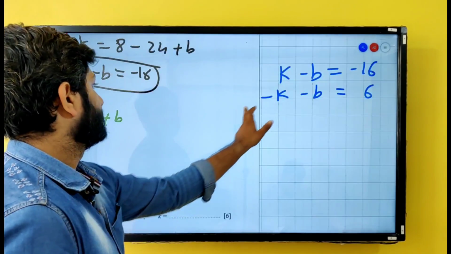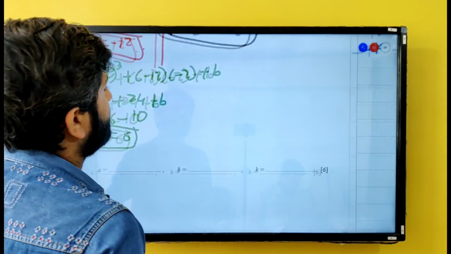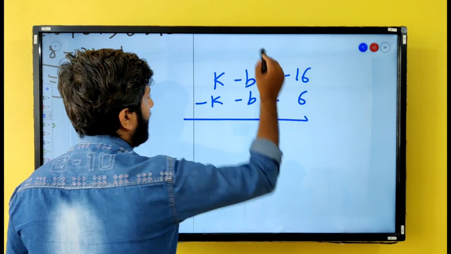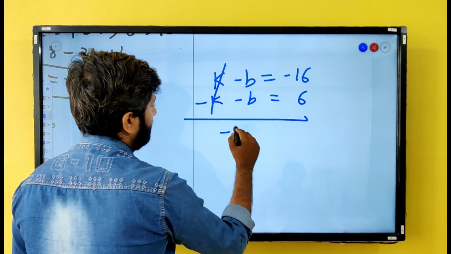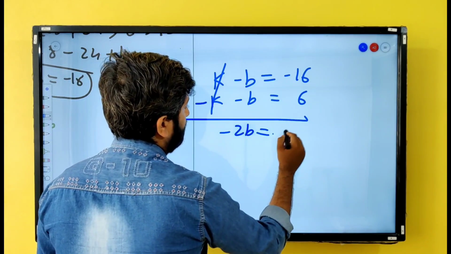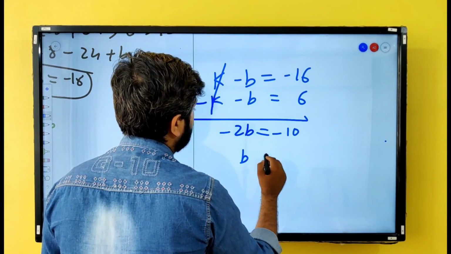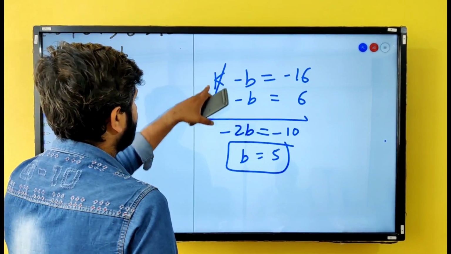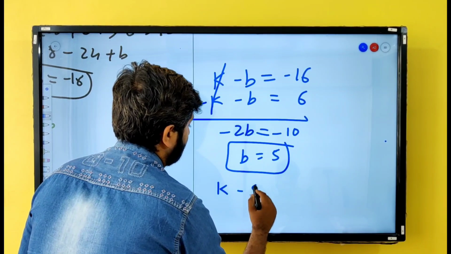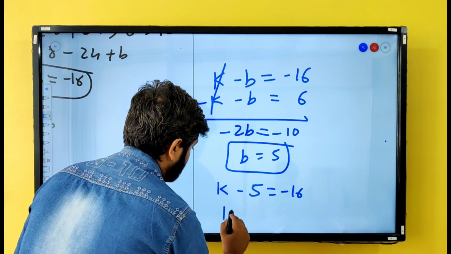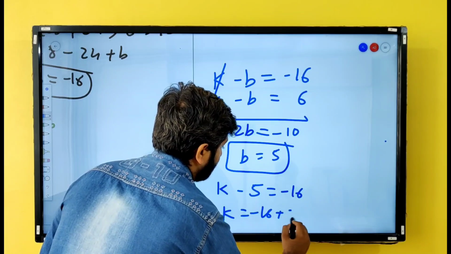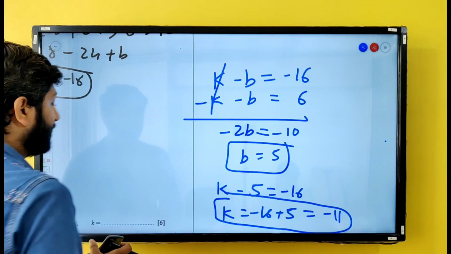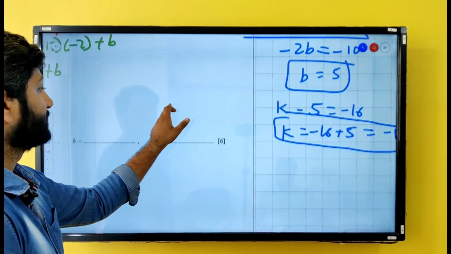Yes, minus k minus b is 6. So now you can simply add those equations. So you have minus 2b equals minus 10, b equals 5. Once you have b, simply substitute the value of b. k minus 5 equals minus 16. k equals minus 16 plus 5, which is minus 11. So I have k as minus 11.